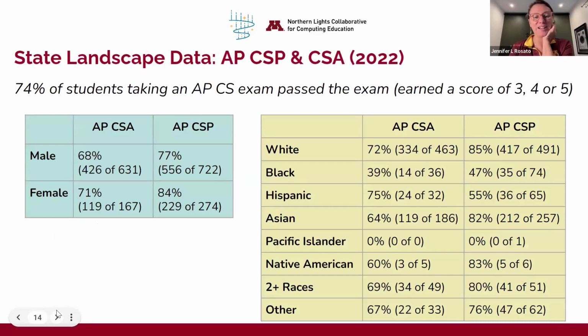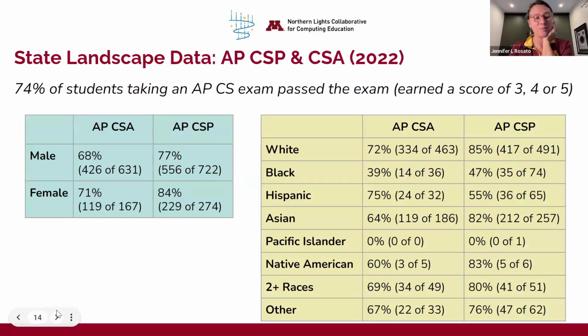Okay, here's the AP data. The reason we have this here as well is because this is accessible across the country. You can look it up for your state, and you can look it up going back 20 years or more. Passing an AP course counts as getting a score of 3, 4, or 5.